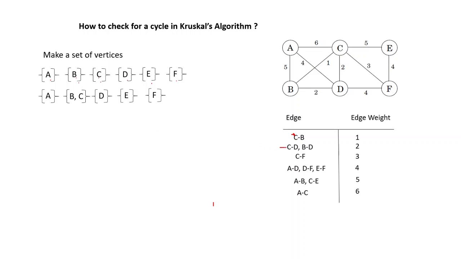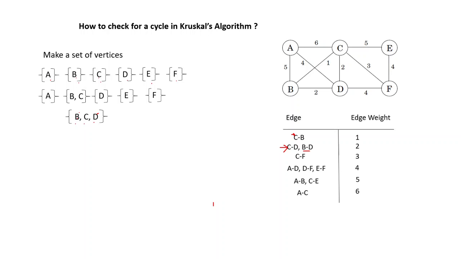The next edges are CD and BD. So you include CD same. So C was already there, so you have picked up D from this set and you have added to this set. Now your set contains B, C and D. Now when you will be adding or trying to add BD, you will have to check if B and D, they already belong to the same set.